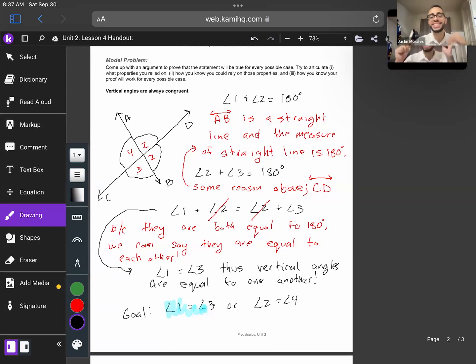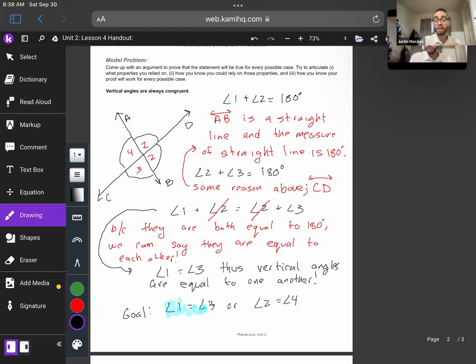And then you could use this very same argument if you wanted to go the route of proving that angle 2 is equal to angle 4. So once again, let's just recap. We knew that we couldn't use specific values in this, so we kept it general. We just called them angles 1, 2, 3, and 4.